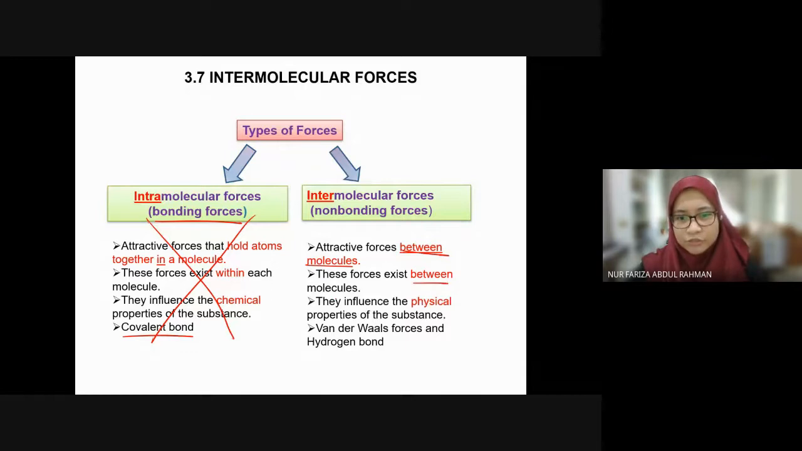These forces between the molecules influence the physical properties of the substance, like melting point, boiling point, what else? Viscosity, surface tension, those are all physical properties. If we disturb these forces, what will happen to the properties of the molecule? Intermolecular forces can be in the form of van der Waals or hydrogen bonds. We will look into this later.